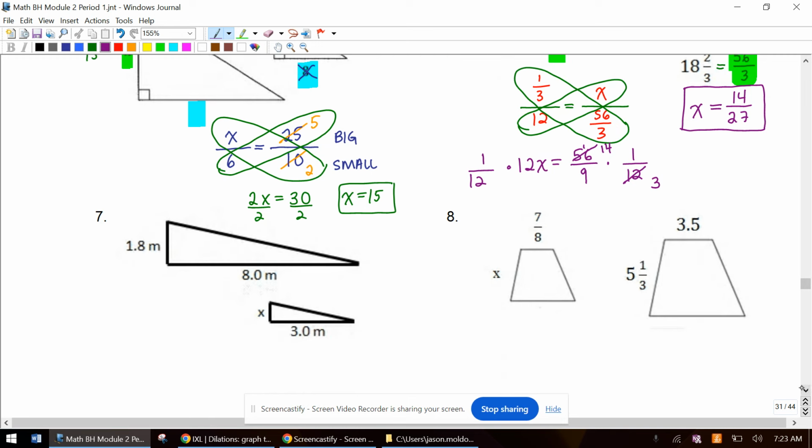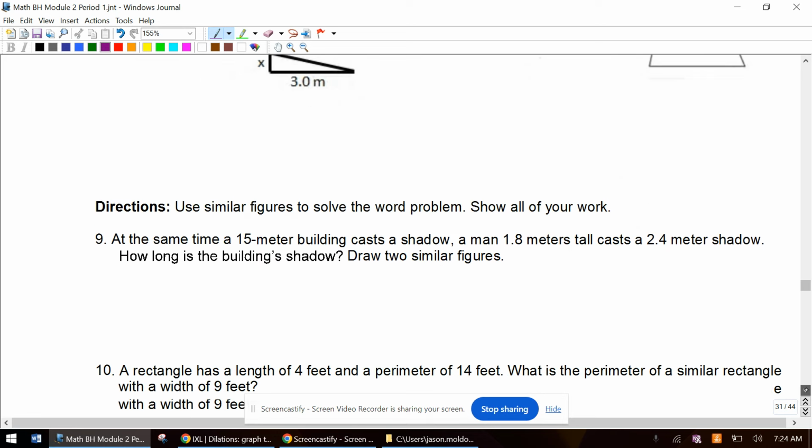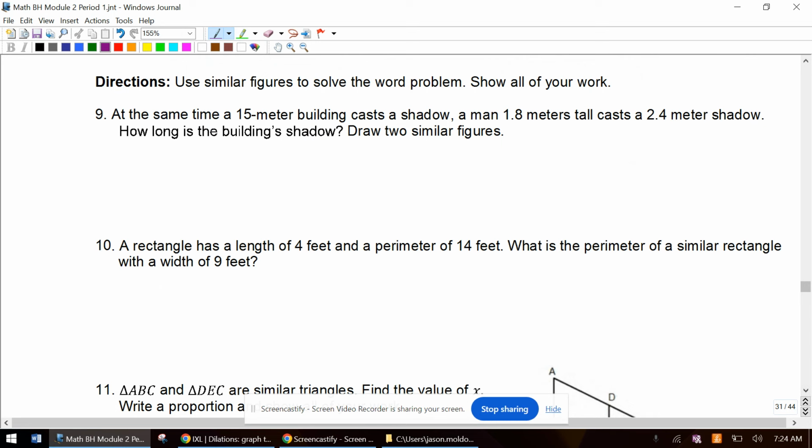Next, we're going to look at, and feel free to pause the video if you're still thinking about that, we're going to look at number 9, one more of these. This time we're going to draw a similar figure. It says on number 9, at the same time a 15-meter building casts a shadow, a man 1.8 meters tall casts a 2.5 meter shadow. How long is the building shadow?